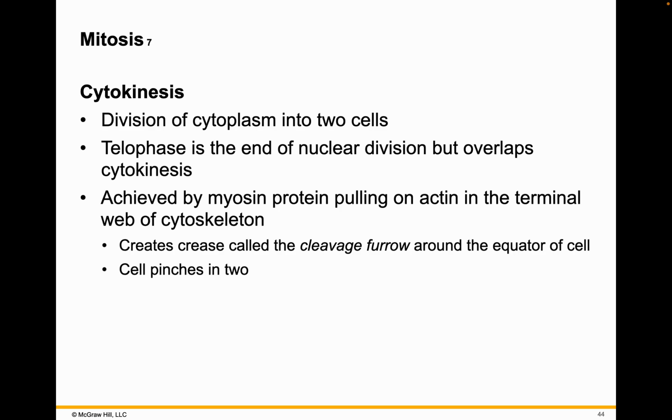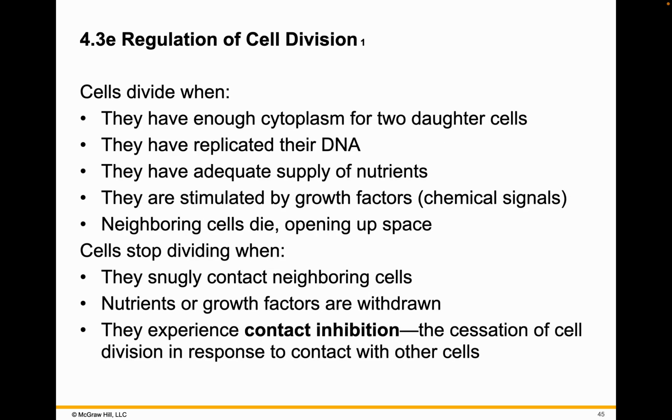That overlaps with a process called cytokinesis, in which we get a division of the cytoplasm into 2 cells. It's achieved by the proteins myosin and the cytoskeleton. It starts with a cleavage furrow, and that eventually pinches into 2 completely new cells. New cells that are supposed to be genetically identical to each other.